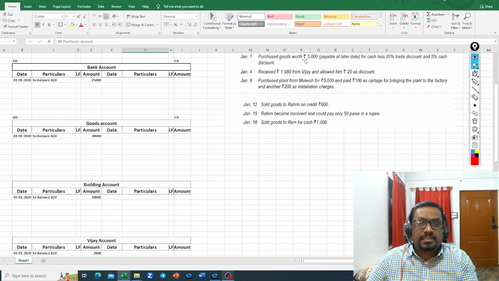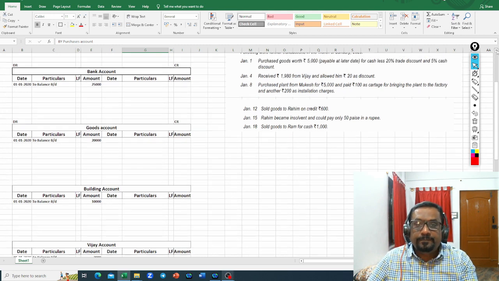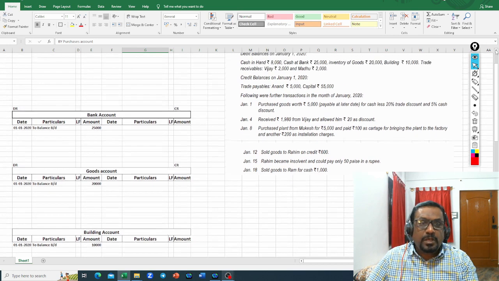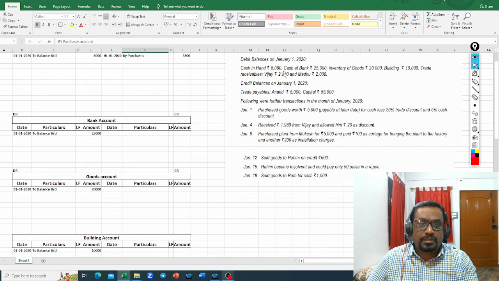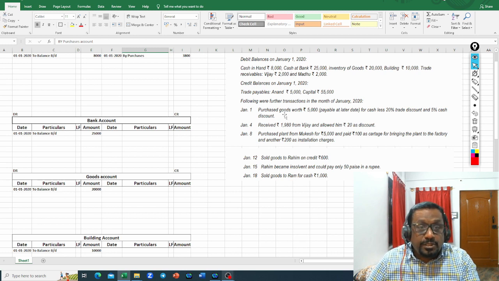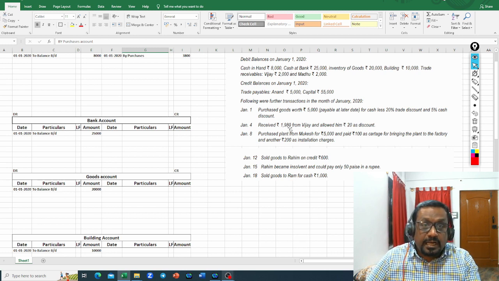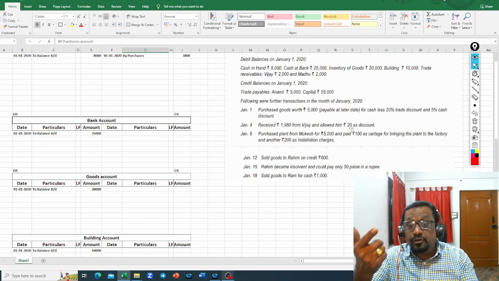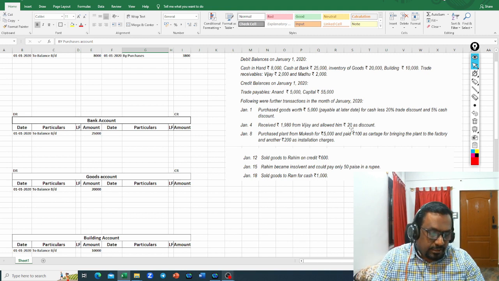So purchased goods worth 5,000 is over, right? I am going for the January 4th transaction. Received 1,980 from Vijay and allowed him 20 rupees as discount. See here, how much we are supposed to receive from Vijay? 2,000. Receivable from Vijay 2,000. Vijay is supposed to pay 2,000 to our business. But how much did he pay? He paid 1,980 and we gave him 20 rupees discount. How do we record this transaction?